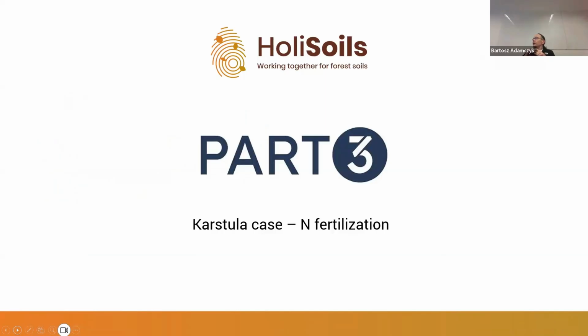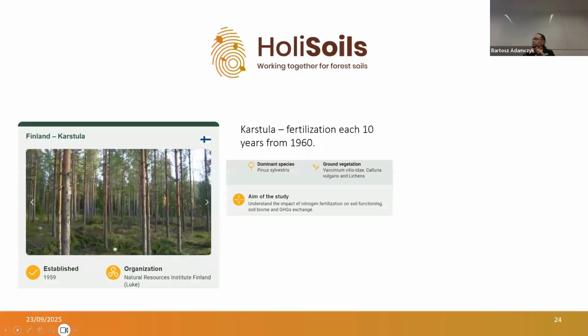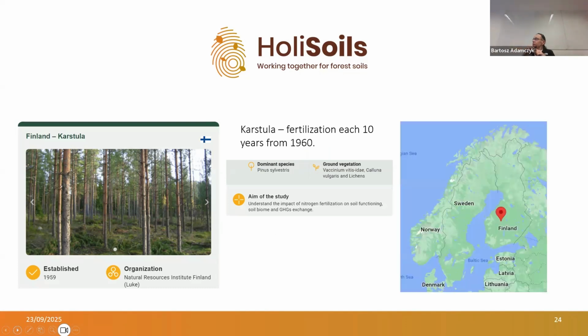In the last part, I will show you the case study of Karstula, in which we followed the effect of nitrogen fertilization on soil organic matter stabilization using a combination of different methods. Next one. So the Karstula site, the experiment was established in 1959, so that's a really big plus of that experiment. It means that it's really long term. The typical forest there is, yes, Pinus sylvestris is the most common tree there. Next one. And here you can see where it is exactly in Finland. Next one.